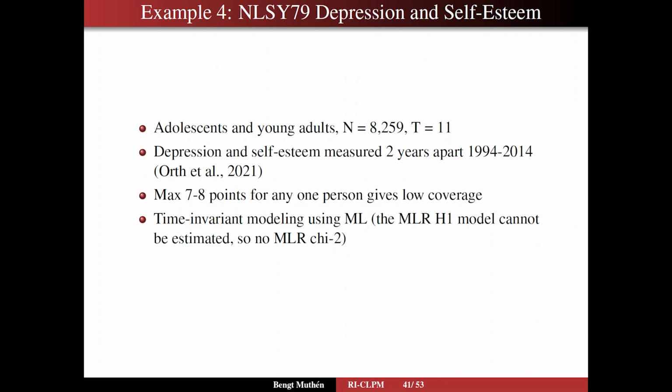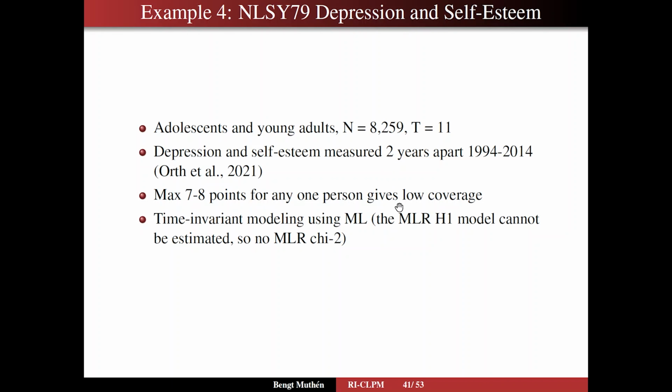Then turn to slide 41 for example number 4. And this is the NLSY 79 depression and self-esteem data that was also used in the Orth article. So here we're talking about a huge sample, 8,000 people, much larger than any of the others, and 11 time points, many more than the other examples. So again, depression and self-esteem, and here now measured 2 years apart. So this is the largest time interval for the measurements of all of these examples.